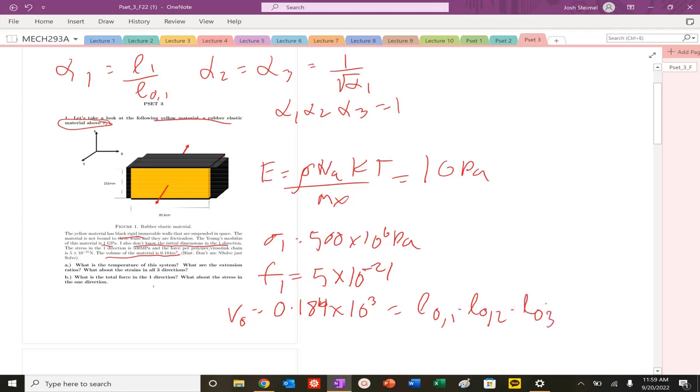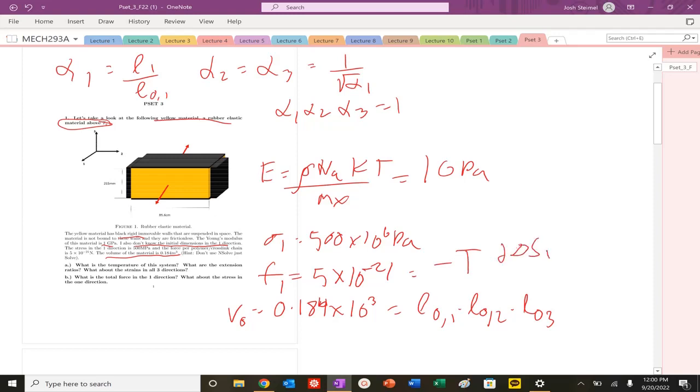We know V naught must be equal to L naught 1 times L naught 2 times L naught 3. So even though we don't know that initial L naught in the one direction, because we have V naught, we can start to solve for some of these problems. So let's go ahead and continue. The problem is pretty well sketched out at this point.